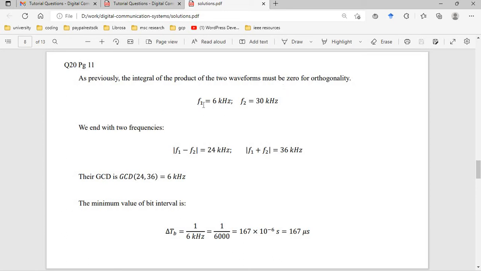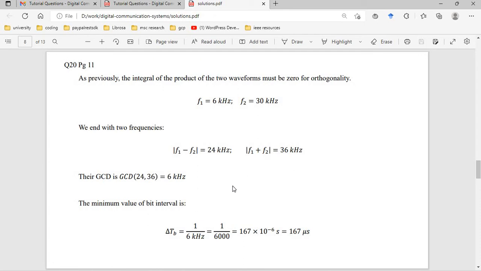So we have two waveforms, with frequency f1 being 6 kilohertz and the other one, f2, 30 kilohertz. When we perform that integral, we end up with two waveforms, one having a frequency f1 minus f2, which in this case would be 30 minus 6, the absolute value of that, so 24 kilohertz, and the other would be 36 kilohertz.